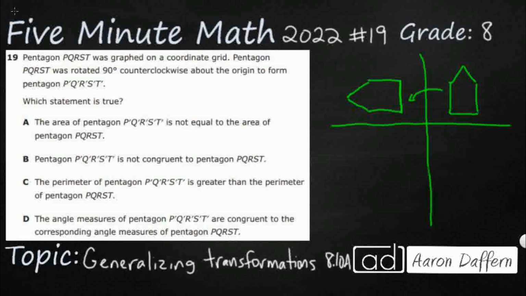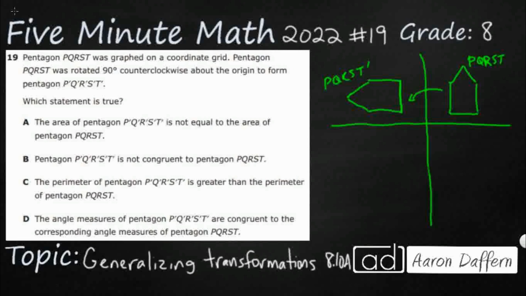Okay, and then it's counterclockwise, right? So the clock moves around to the right. This is going down to the left. All right, so here we go. We've got our new PQRST prime, and that's just the original PQRST. I'm not going to take the time to label the actual vertices here. So let's see which statement is true.